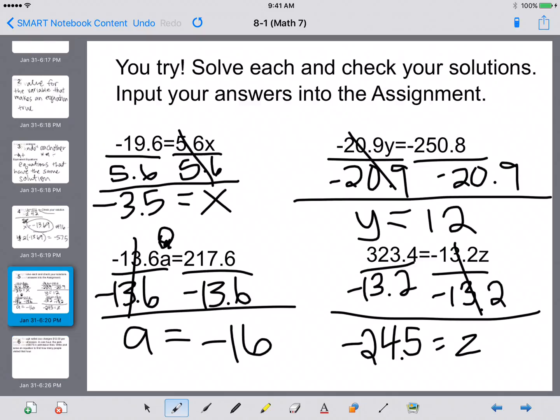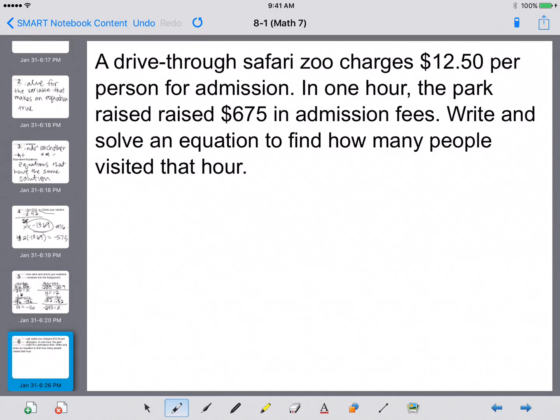Now we've just got a little word problem here. Don't freak out about the word problem. Take a deep breath, relax, you will be fine.